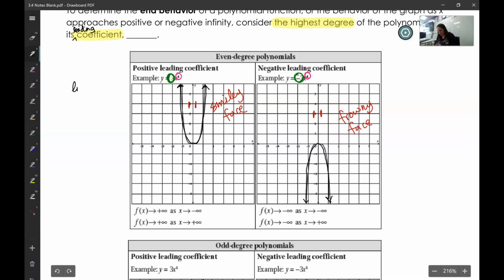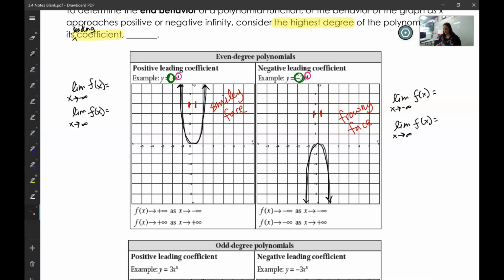So let's write out our statements: as x goes to negative infinity, and as x goes to positive infinity for each of these. So once again, this is only telling you what the ends are doing, not what the middle is doing. The middle can be doing really wonky stuff, which we'll see in a little bit. This is just showing you what the end points are doing, the end arrows.